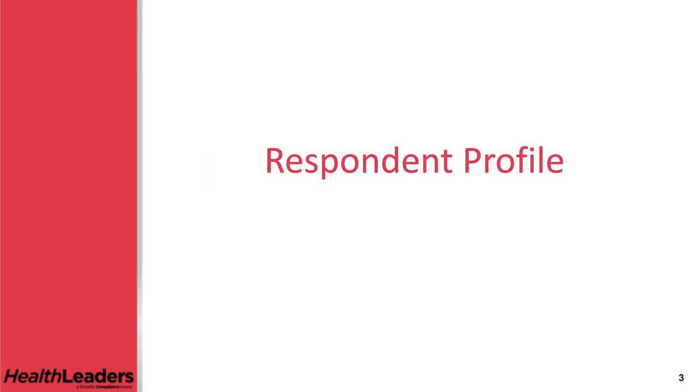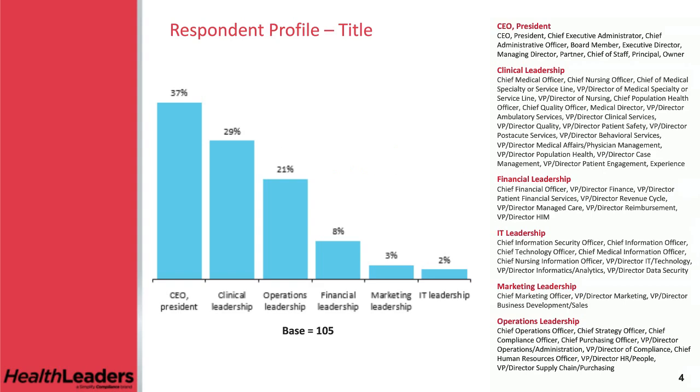Before I get into the data, here's a snapshot of what our base looks like. So here are the title sets. It's a fairly senior group. 37% are in that CEO president bucket. You can see at the top of the column at the right the titles that fall into that CEO president bucket. Clinical leadership was 29%. Operations leadership, 21%, financial, 8%, marketing leadership, 3%, and IT leadership, 2%.